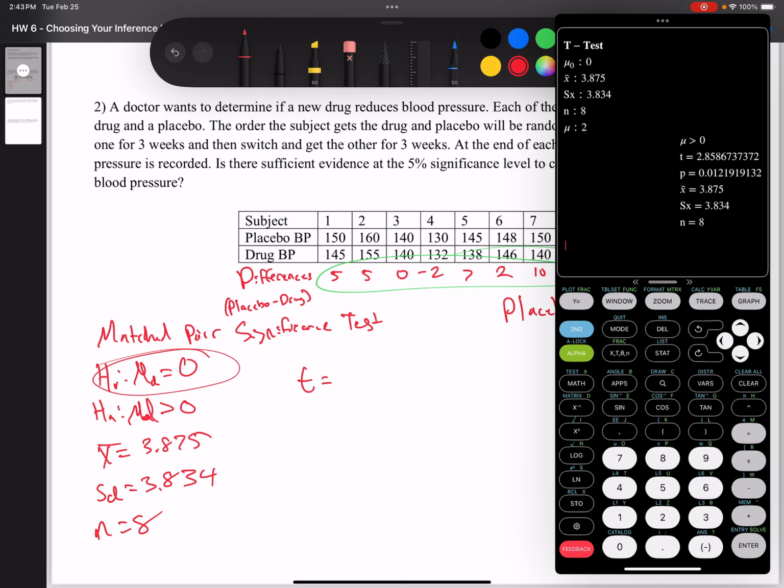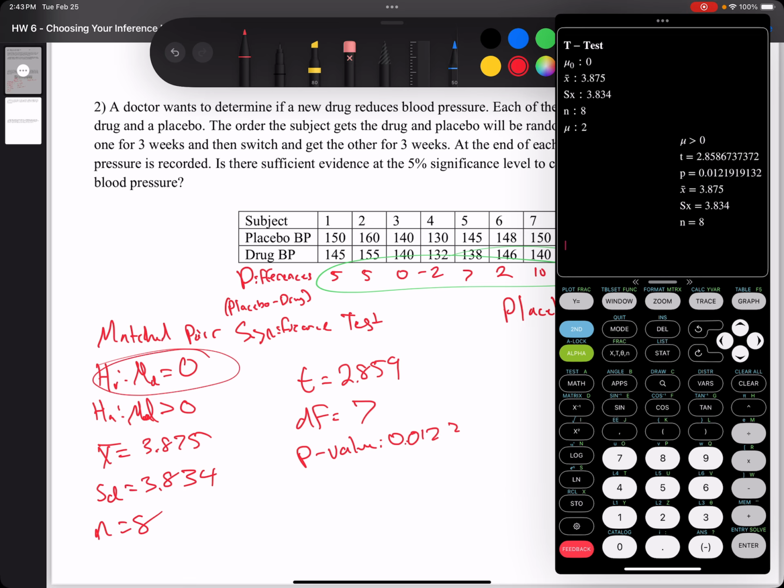So I'm going to write down my T statistic, 8.59. I'll go ahead and write my degrees of freedom. That's not on there, but we know it's going to be 7. You're going to want to put that down, your degrees of freedom. And then 0.0122 for our P value.